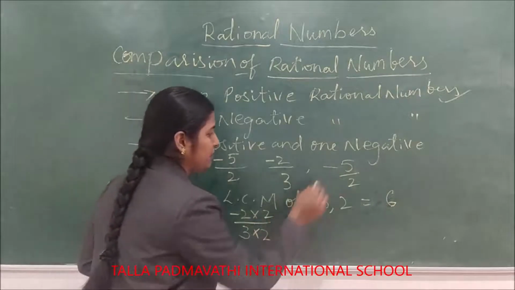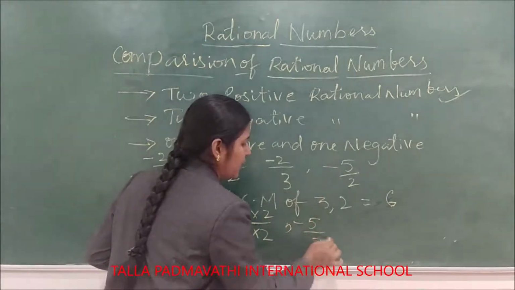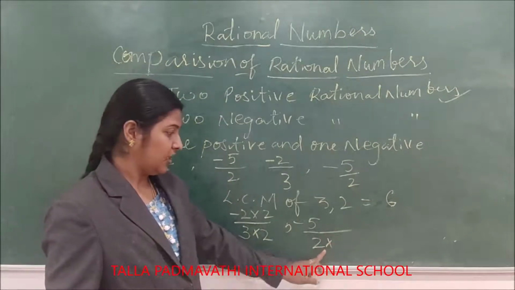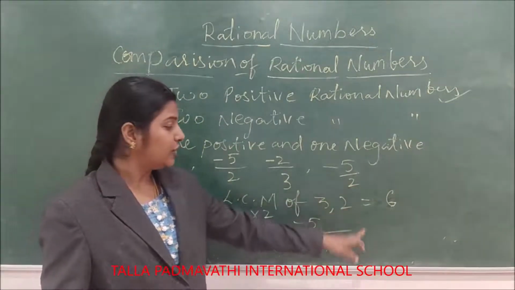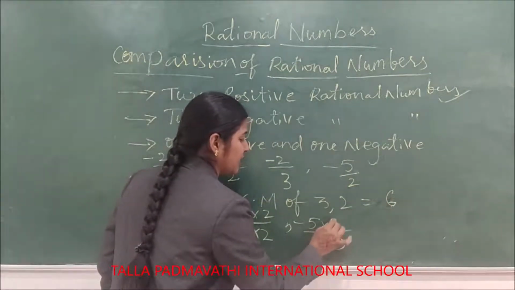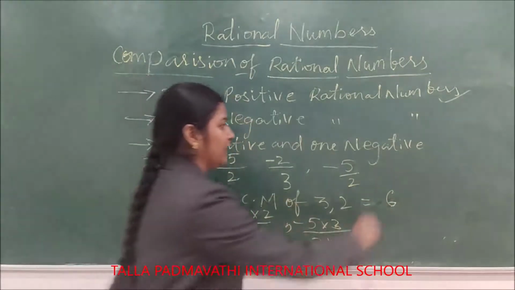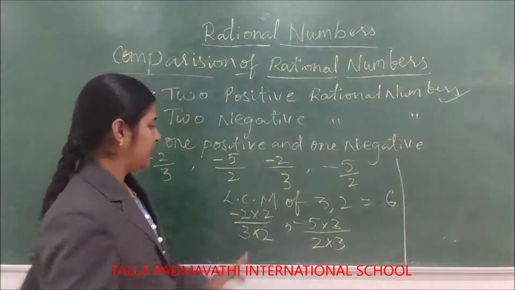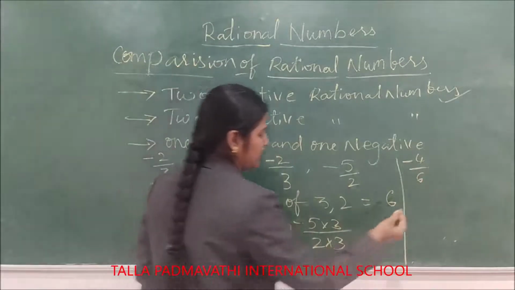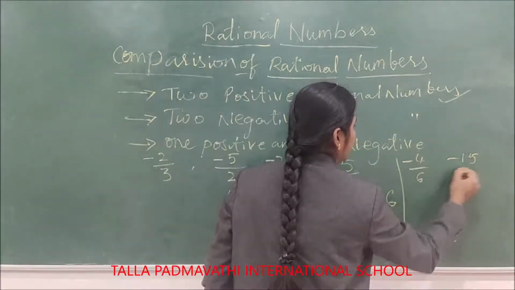And here, if you see minus 5 by 2, here also you need to get 6. Here you have 2, so what do you need to multiply to get 6? Yeah, it is 3. So the same number you multiply here also. Then we are going to get minus 4 by 6, and children, here it is minus 15 by 6.